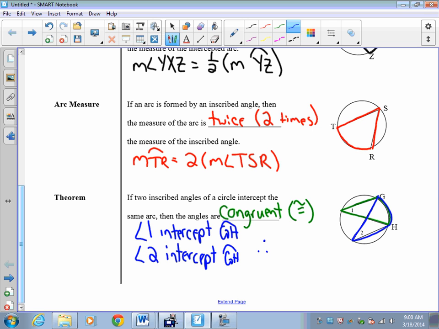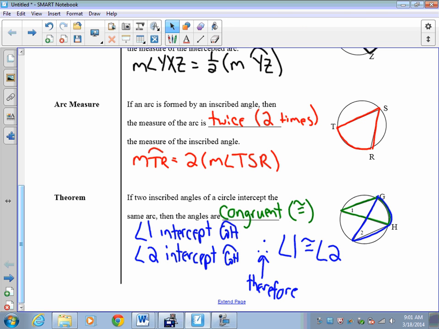Therefore, remember that from earlier on in the year, angle 1 is congruent to angle 2. So remember this symbol here means therefore. That's a little review of our logic and reasoning unit. And it makes sense because those angles have to be half of what arc GH is.